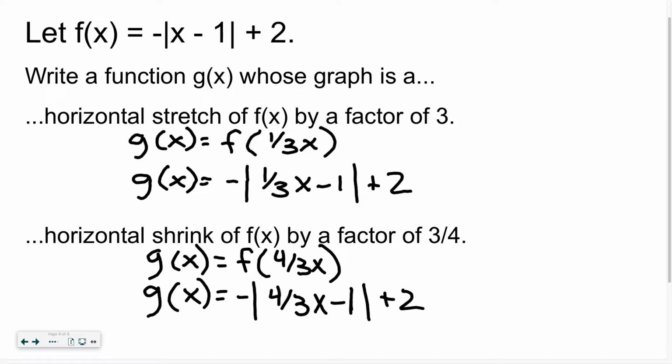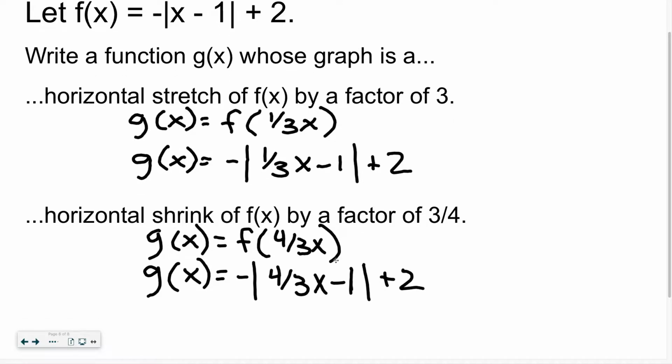Okay, as I'm walking around, I'm seeing people choosing good B values. Remember, when I say by a factor of 3, your B value is actually 1/3. And when I say your B value is 3/4, then you're going to use 4/3, which is greater than 1. So it's going to be a stretch, or it's going to be a shrink, but because B is greater than 1. And then when you put those into absolute value, just remember this. It only goes in front of the x. So you just drop it in front of the x, and everything else about the absolute value function is going to stay the same. The negative out front, the -1, the +2, you don't have to change anything except for the x value.